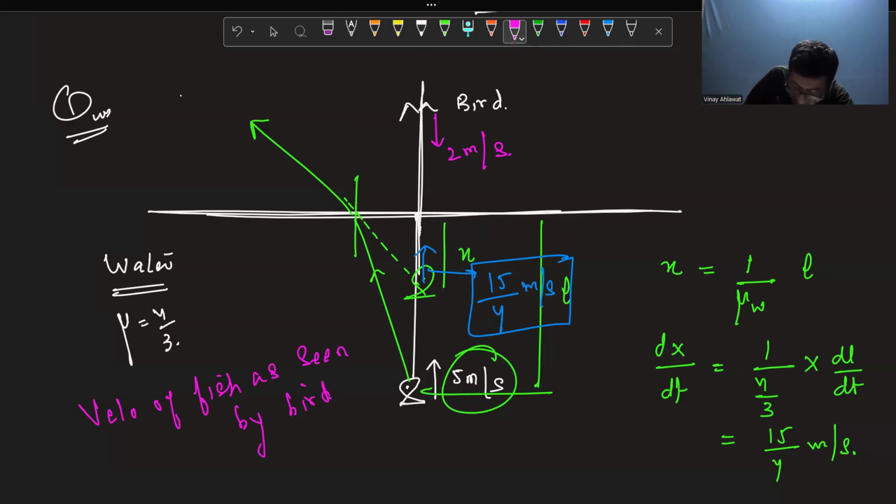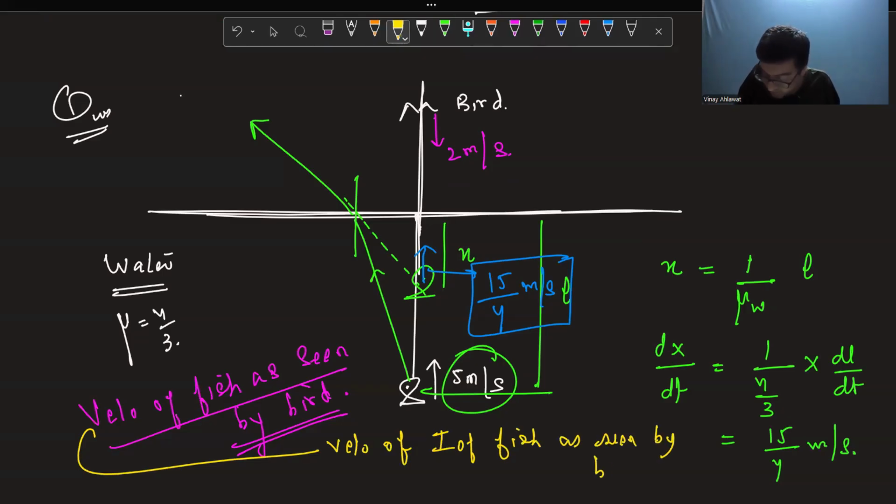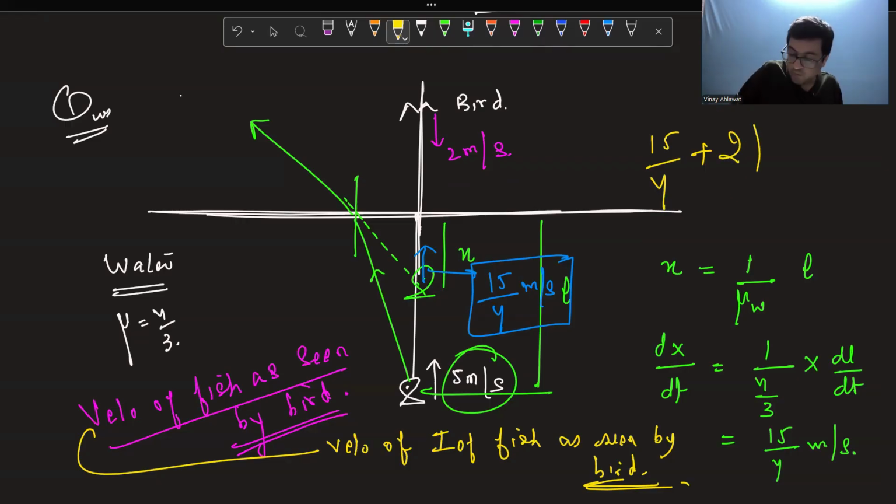Technically, when they are writing like this, it's not entirely true. What is velocity of fish? Not velocity of fish, because if you say velocity of fish as seen by the bird, it should be 7. But it's not 7. It should be written as what is velocity of image of fish as seen by bird. Because bird is not going to see the fish. It's going to see the image of the fish. Am I right or not? So that should be 15 by 4 plus 2 meter per second upwards. Is that fine?